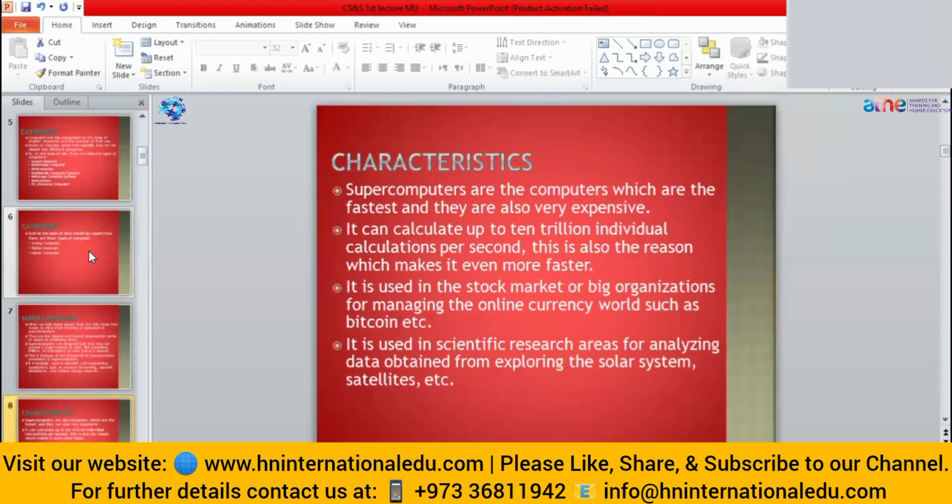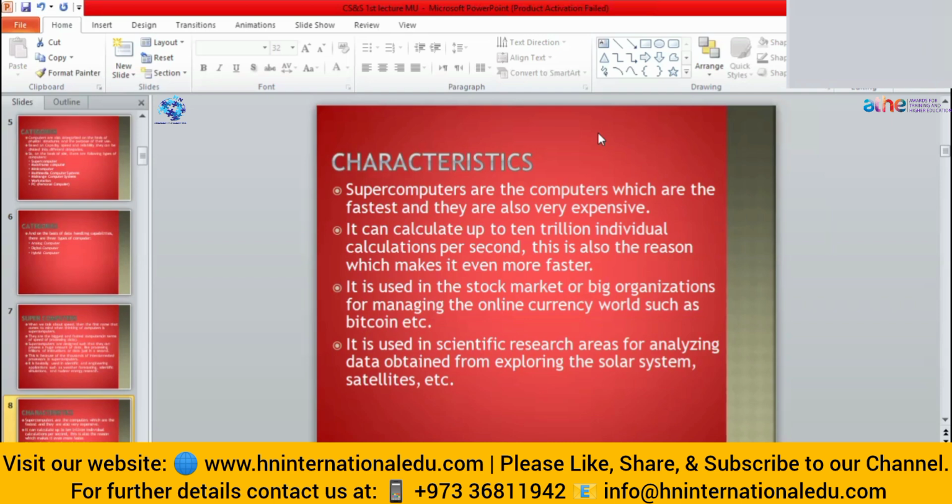So these are the characteristics of a supercomputer. They are famous because of their speed, and their structure uses a lot of processors. So we can say that these are the most expensive computers. Again, we can say that they are powerful computers because they can calculate trillions of instructions per second.